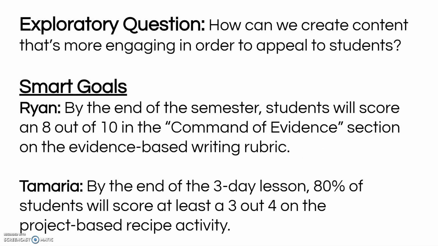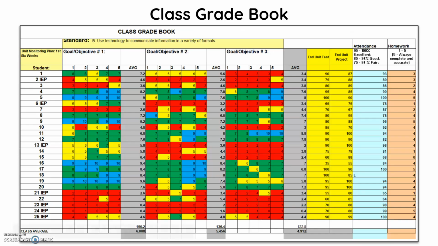Just a quick review of our exploratory question. We said, how can we create content that's more engaging in order to appeal to students? Our SMART goals were, by the end of the semester, students would score an 8 out of 10 in the command of evidence section on the evidence-based writing rubric. Tamaria's SMART goal was, by the end of the 3-day lesson, 80% of students would score at least a 3 on the project-based recipe activity.